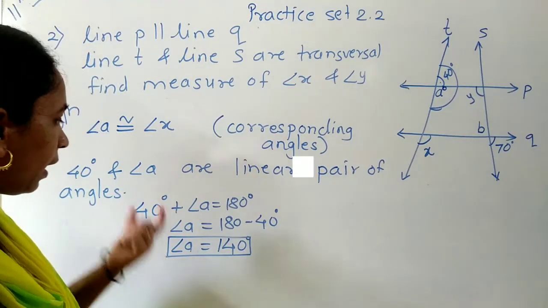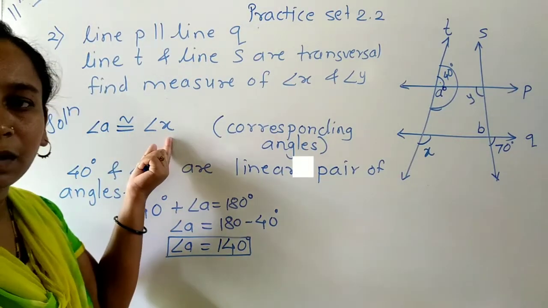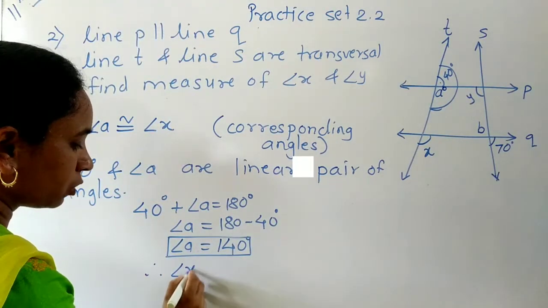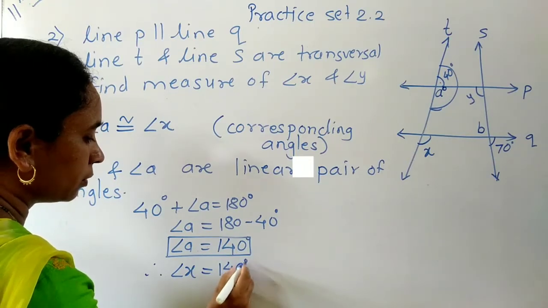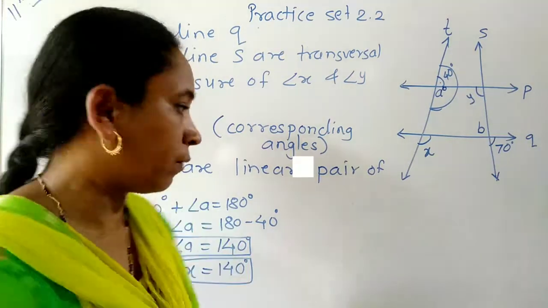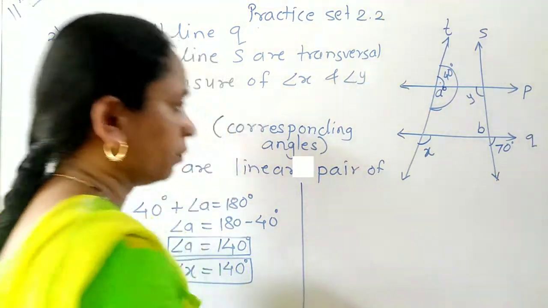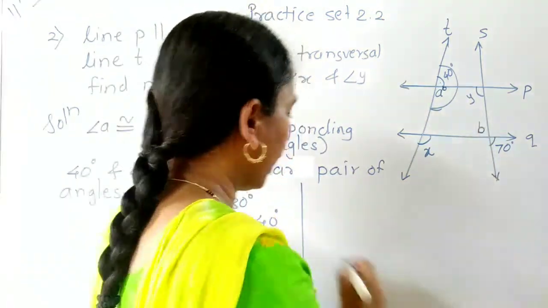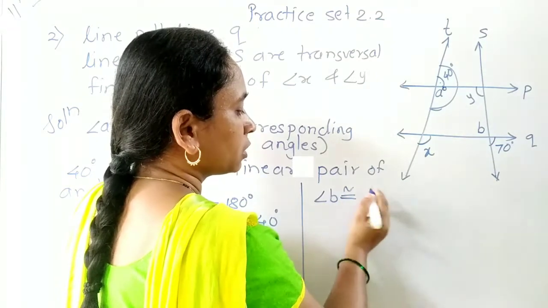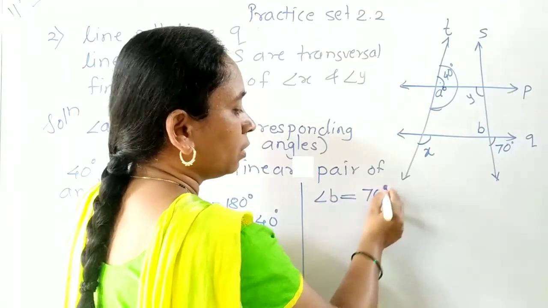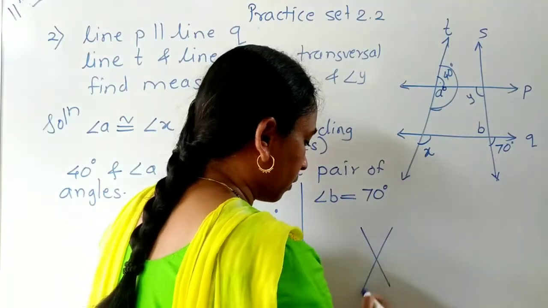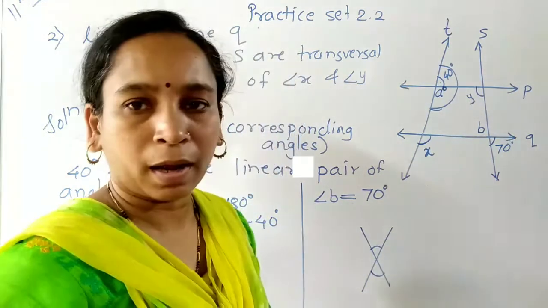But what is angle A? Angle A is nothing but angle X. Here I have said that angle X and angle A are equal. So, therefore, angle X is also 140 degree. So, here we have got the value of X. Now, we will find out the value of Y. To get the value of Y, same thing, angle B is equal to 70 degree. Why are they equal? Because they are again, in this way, vertically opposite angles.